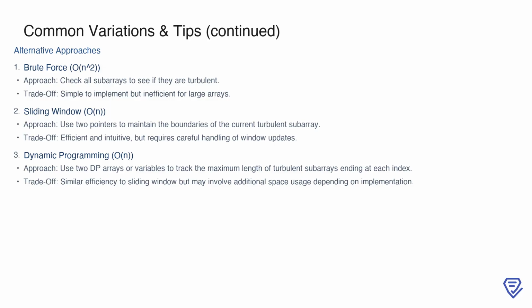Another O(n) solution is dynamic programming, which uses variables or arrays to track the maximum turbulent subarray length at each index. While it shares similar efficiency with the sliding window technique, dynamic programming may require additional space depending on the implementation. Understanding these approaches and their trade-offs can help you choose the best solution for different scenarios.